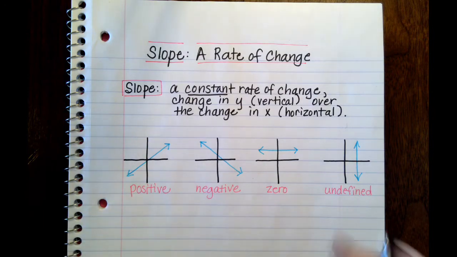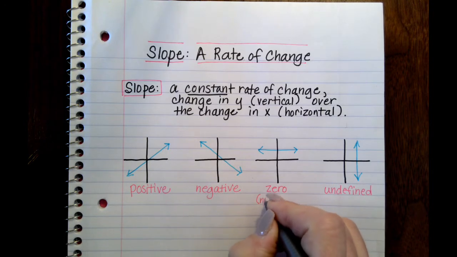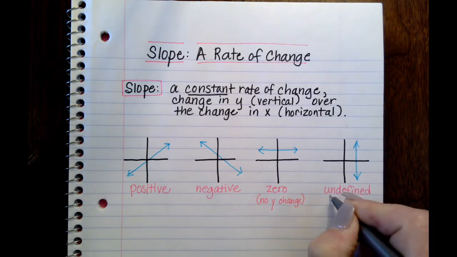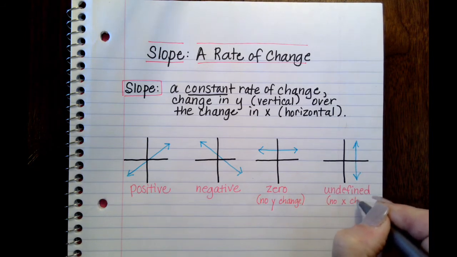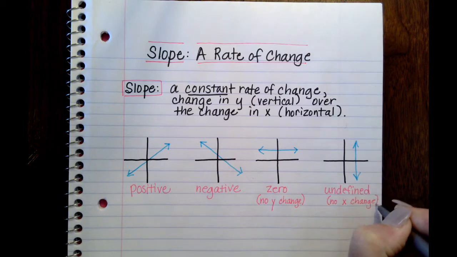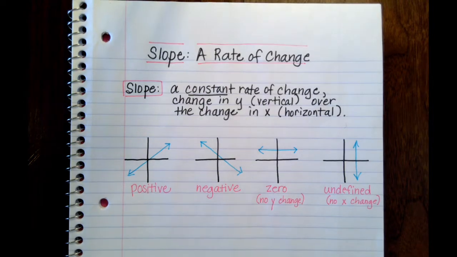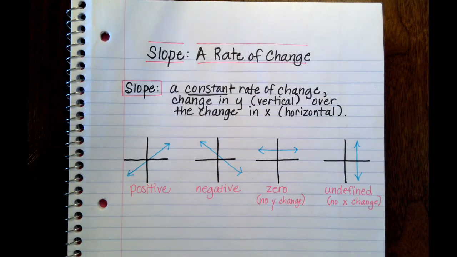So I'm going to put that here underneath 0. There's no y change. And in undefined, there's no x change. What I mean by that is that line is not moving in any direction on either the y-axis for 0 or the x-axis for undefined. So you're going to hear that language, and it's really important to be able to identify what type of slope you have so that you can then check your answers when you're trying to actually identify slope.